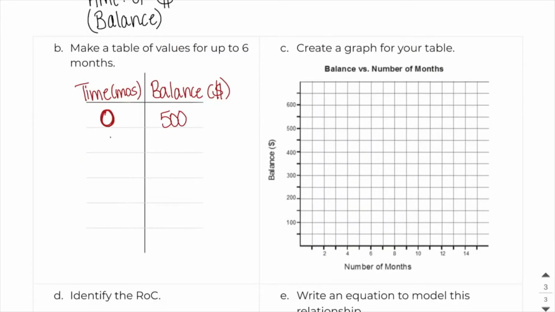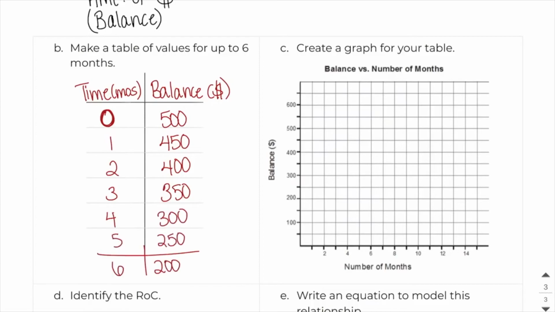Then after 1 month, her balance goes down by $50. So now she has $450. After 2 months, it went down by another $50. After the 3rd month, it went down by another $50. 4th month, another $50. This is what our chart will look like.